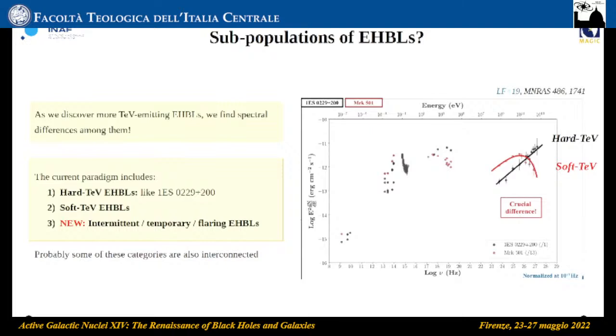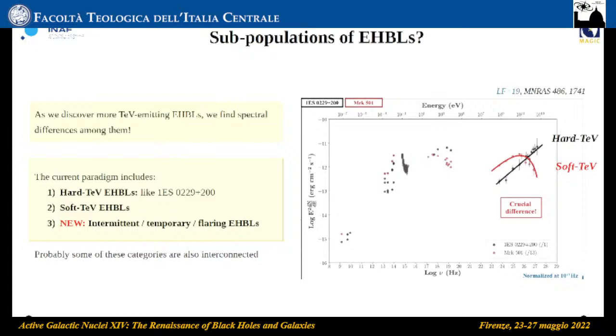So basically, this is one of the most important things that are being understood in the last years, that we may have subpopulations of extreme blazars. And on the right, you see the superposition of two spectral energy distributions of two sources that we will now mention. And as you see, especially in the gamma ray part, there are crucial differences in the spectral behavior. And so I will talk in the next minutes about three main categories: hard TeV extreme blazars, so similar basically to the archetypal extreme blazar, soft TeV, and a very new category that has been called in several ways: intermittent, temporary, or flaring extreme blazar.